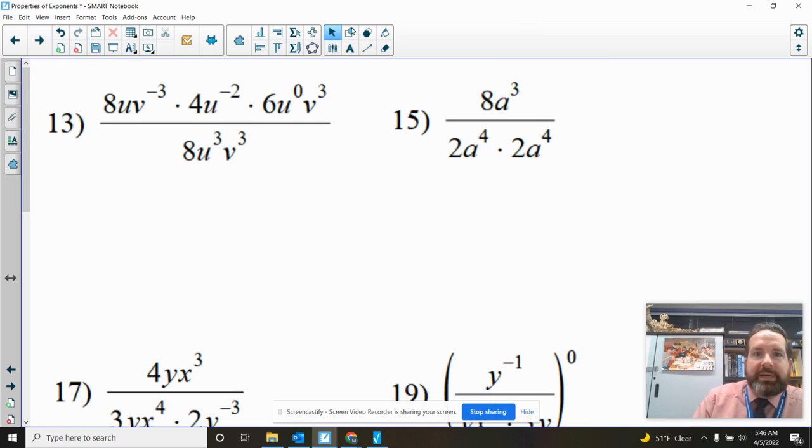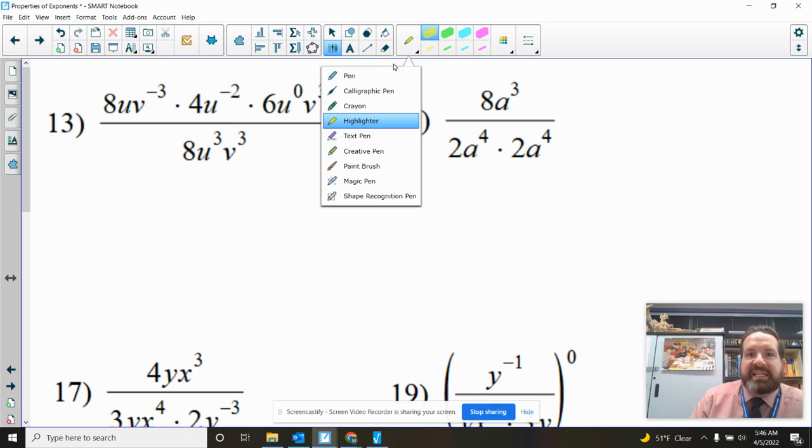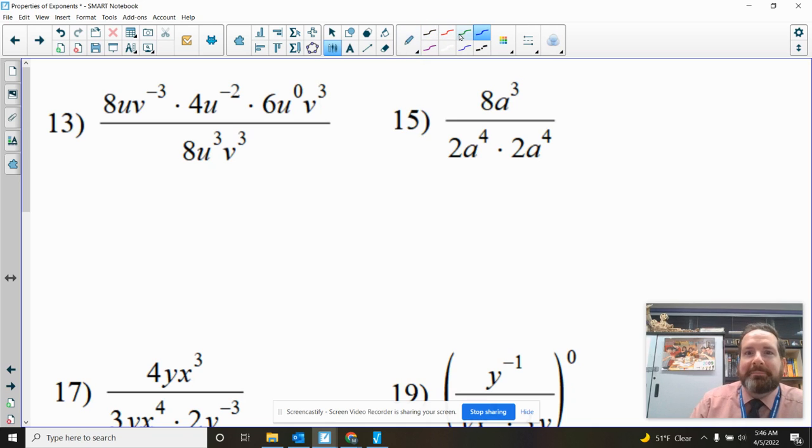Next up. Woo, now they're starting to get a little feisty. Okay, let's see what we got. Super important just to keep track of what it is you're doing. So I'm looking here, I see u to the 0. Remember, that turns into the number 1, and multiplying by 1 doesn't change anything. So let's deal with just our numbers. So this 8 and that 8 can reduce to 1 and 1. So all that's left is the 4 times the 6. So that's going to be a 24 on the top of our fraction.